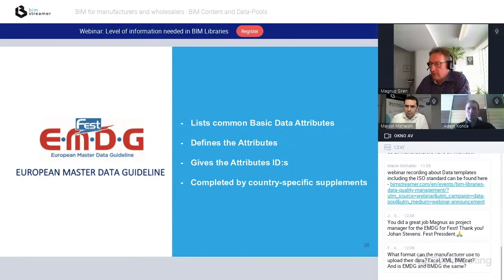We have a list of the most common basic data attributes, but in each country you have some specialities, and we didn't want to take them into this basic EMGD. So there are separate files with country-specific supplements. That means that, for example, for the French market, you need some special things that are not in the common one. There are 2 or 3 things for the Finnish market. I believe the Swedish market also has some, and Norwegian, they have some more specialities which are defined in these separate attachments. But most of it is in the main document, so to say.